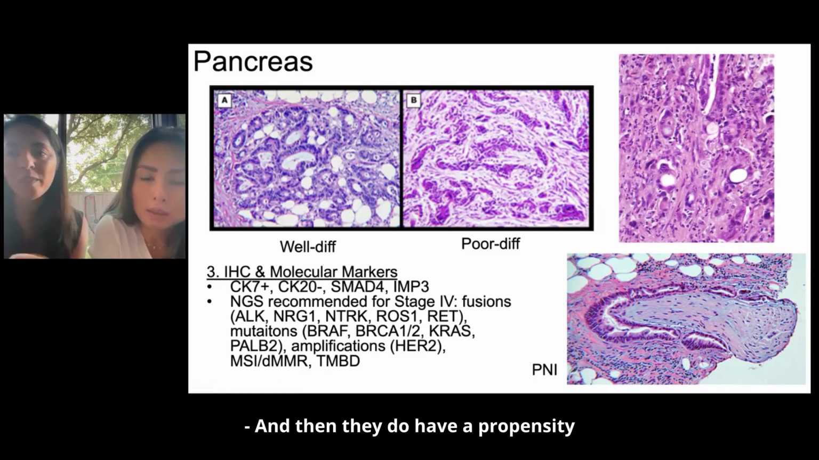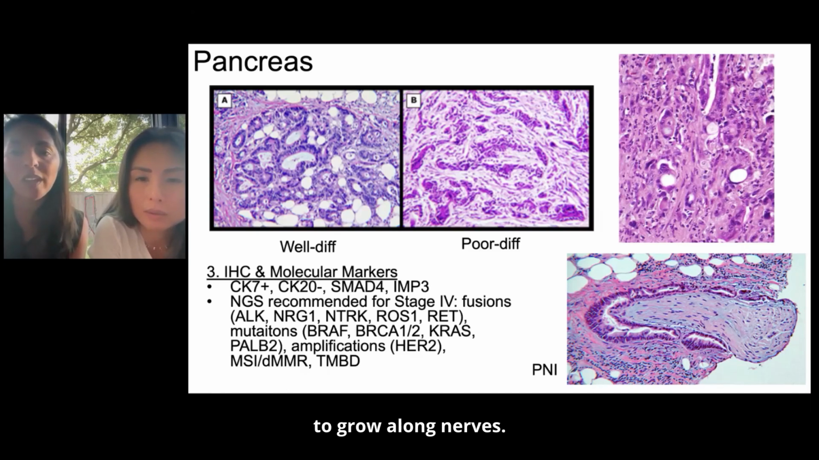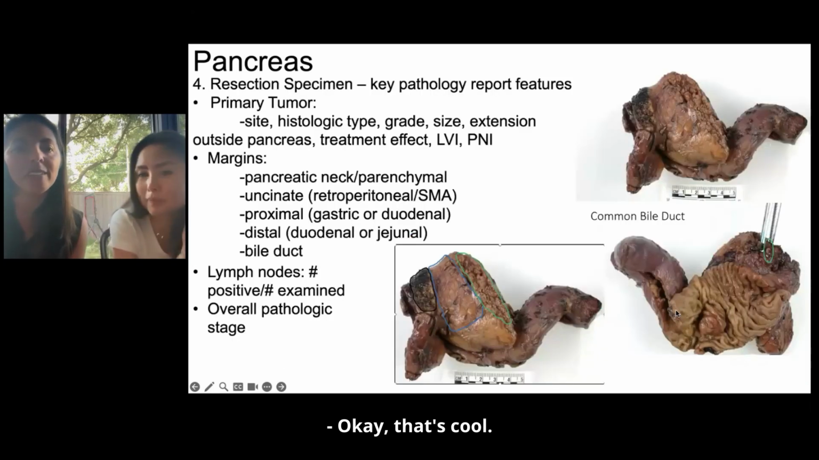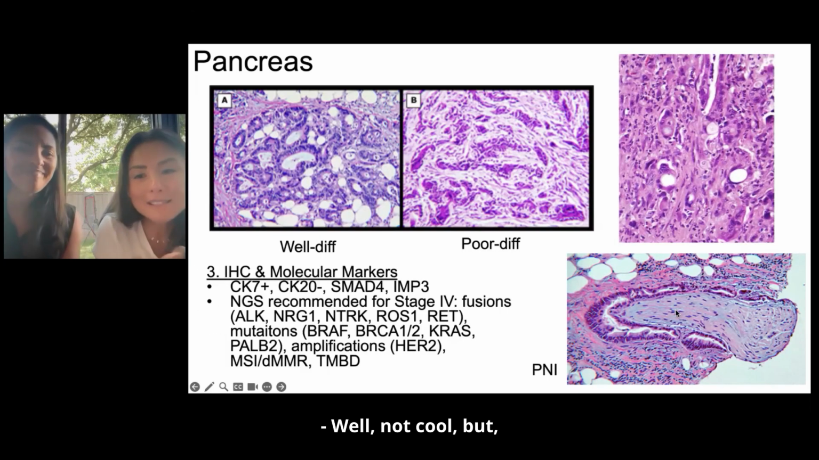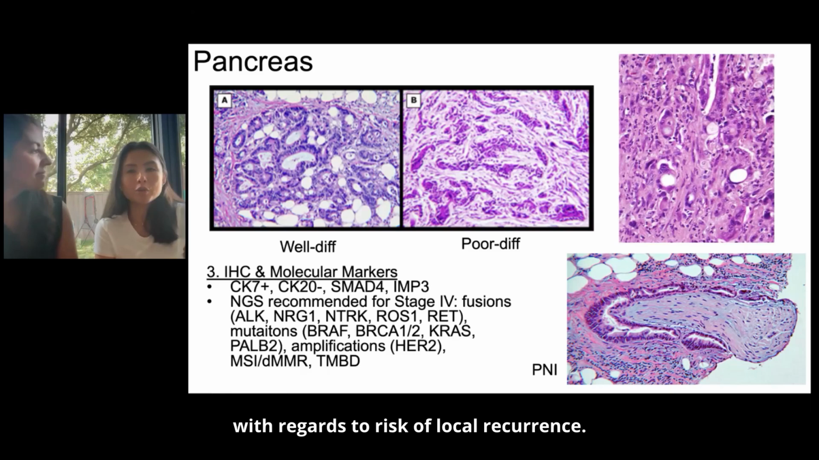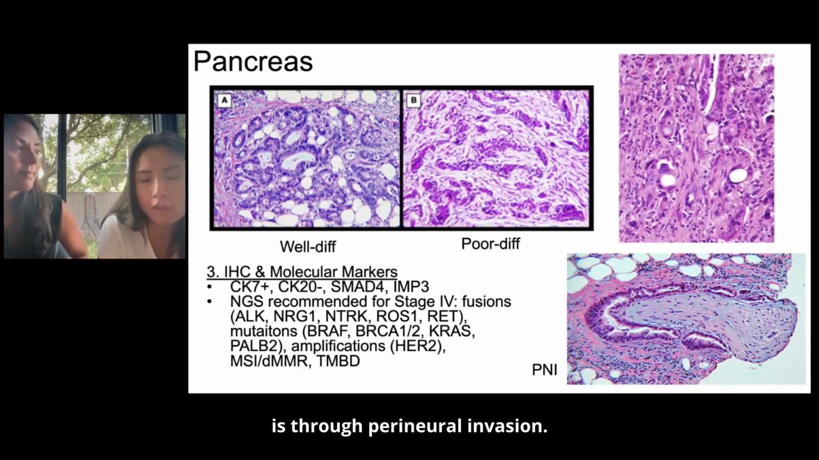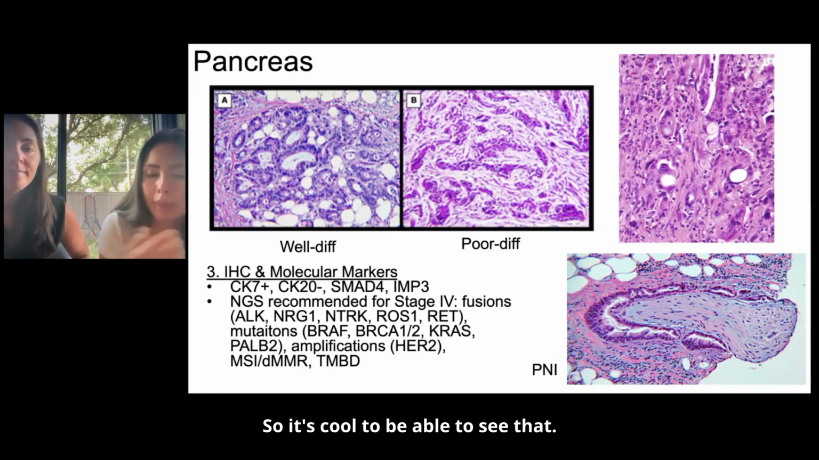And then they do have a propensity to grow along nerves. And so that's what you have down here in this bottom image. We have a nice adenocarcinoma gland wrapping around this neural tissue within the center. Well, not cool, but that's something we talk about with regards to risk of local recurrence, and sort of the way they spread along the vessels is through perineural invasion. So it's cool to be able to see that.